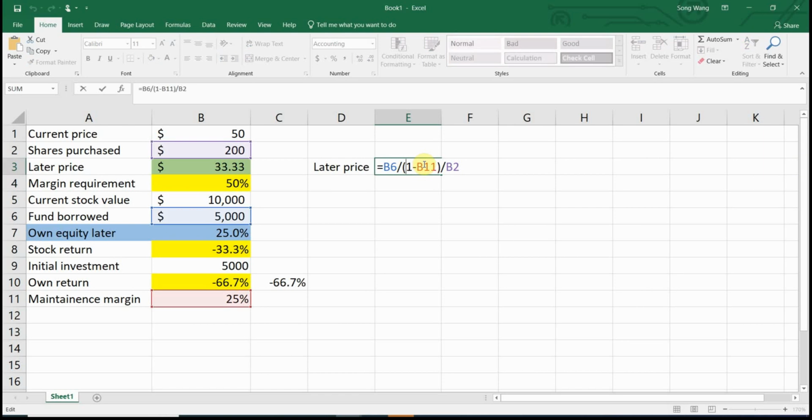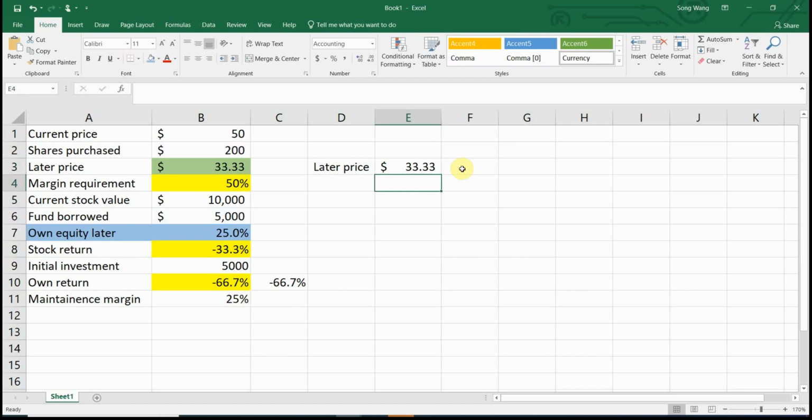So you don't have to do the Goal Seek function. You just need to trust the math formula, which is the money you borrow over 1 minus the margin call requirement of 25%, then divided by the number of shares.